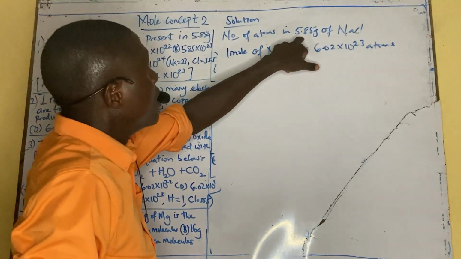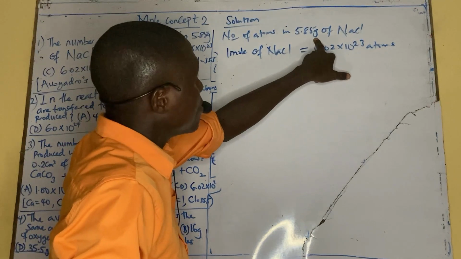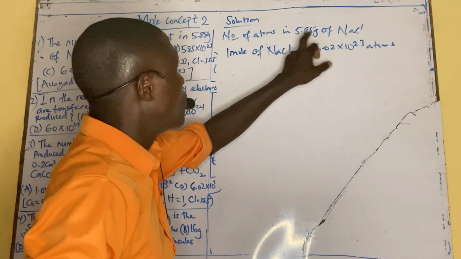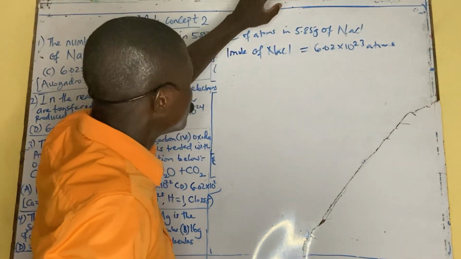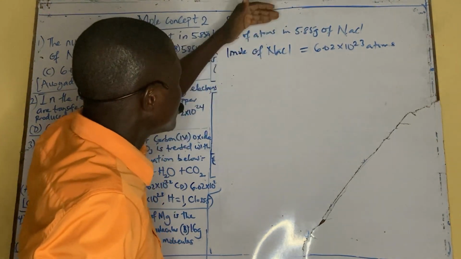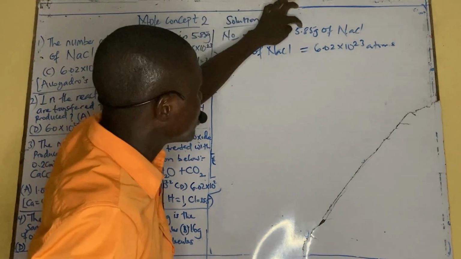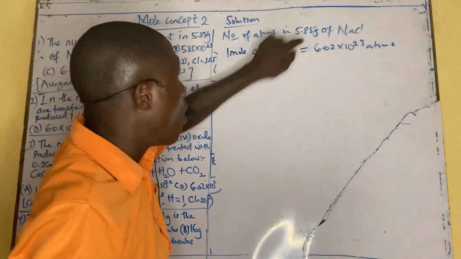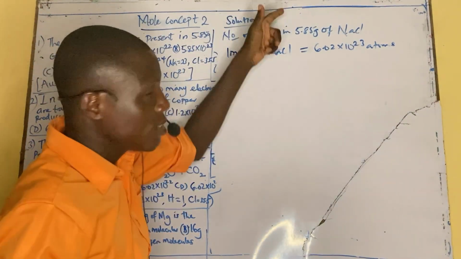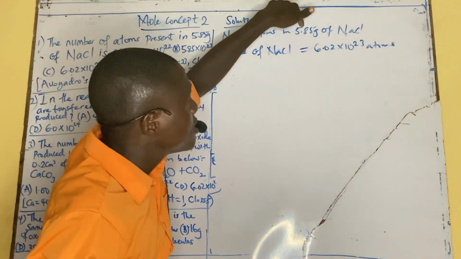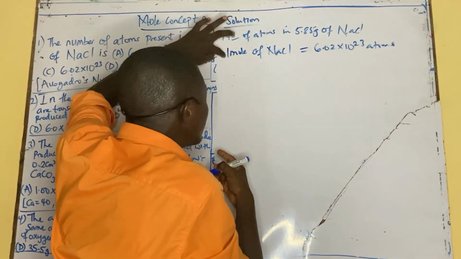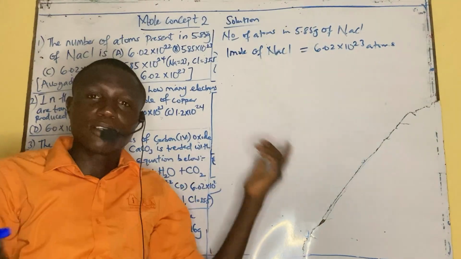We are given this in terms of gram. Now, there's a way you can do this: you either convert this gram to mole, because this is a mole, or you convert this mole to gram, so that they can be in the same unit. It depends on what you want to do.